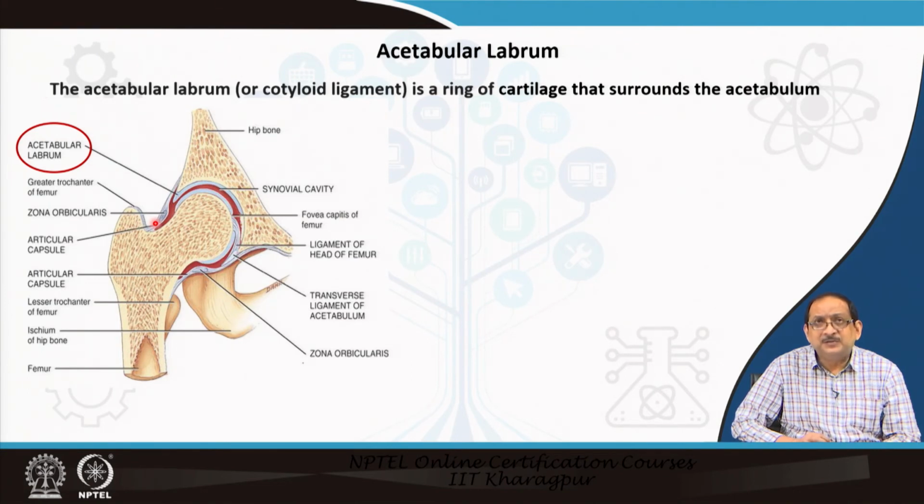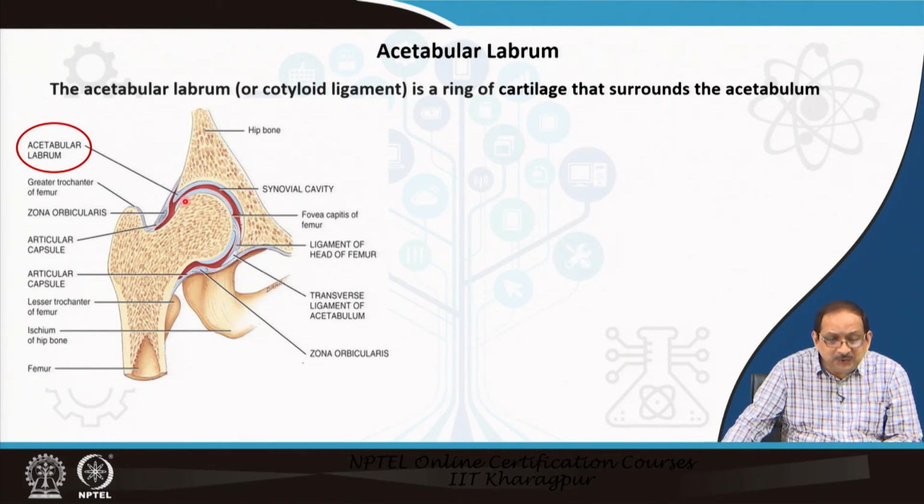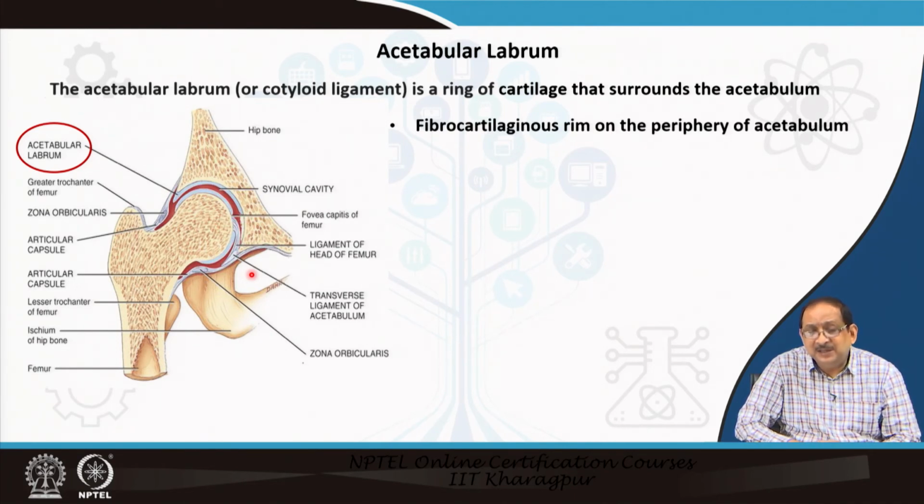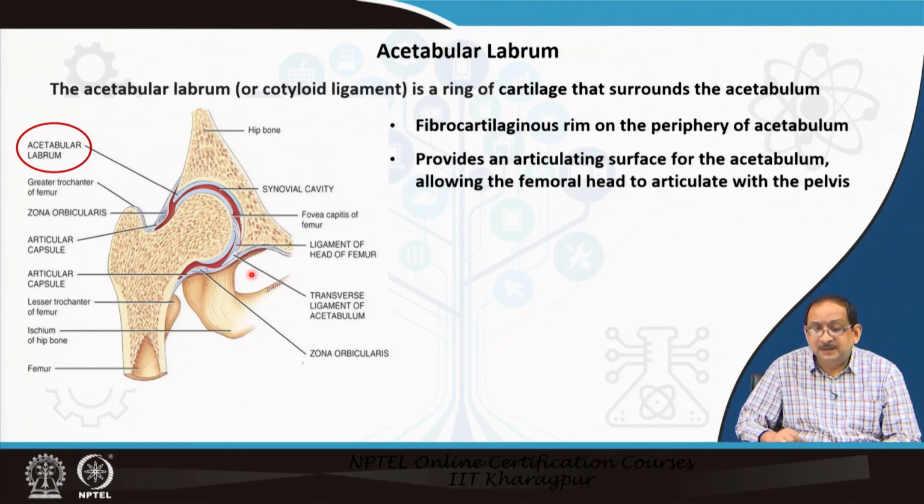Now, an important structure in the acetabulum is the acetabular labrum, which is a ring of cartilage that surrounds the acetabulum. This is clearly shown here in the figure. It is a fibrocartilaginous rim on the periphery of the acetabulum. It provides an articulating surface for the acetabulum, allowing the femoral head to articulate within the pelvis.